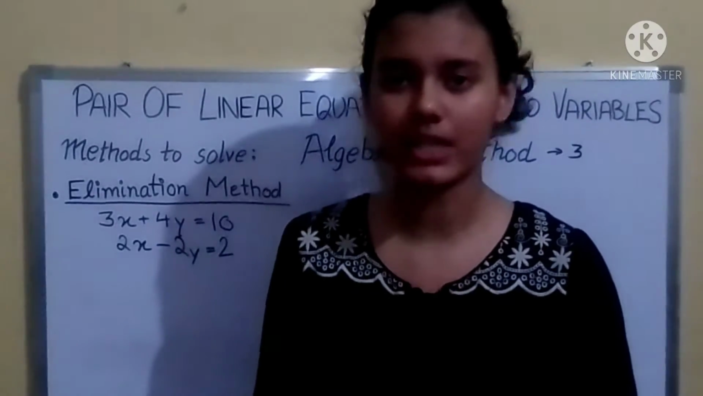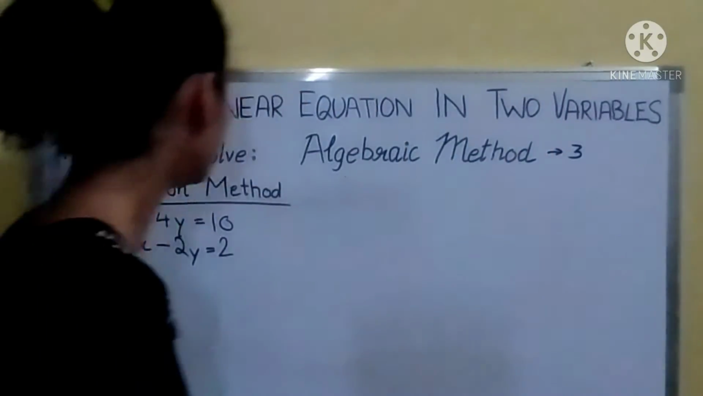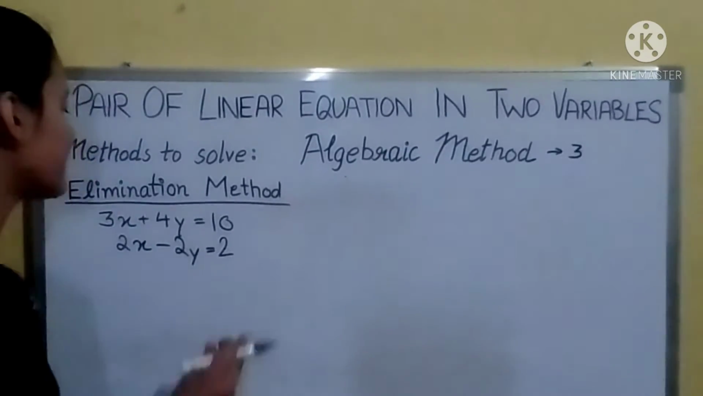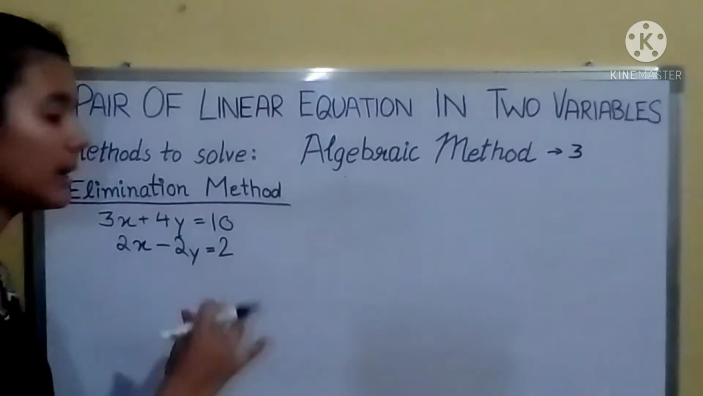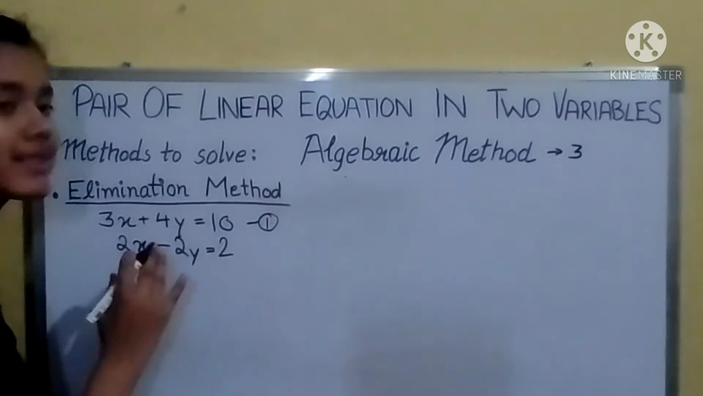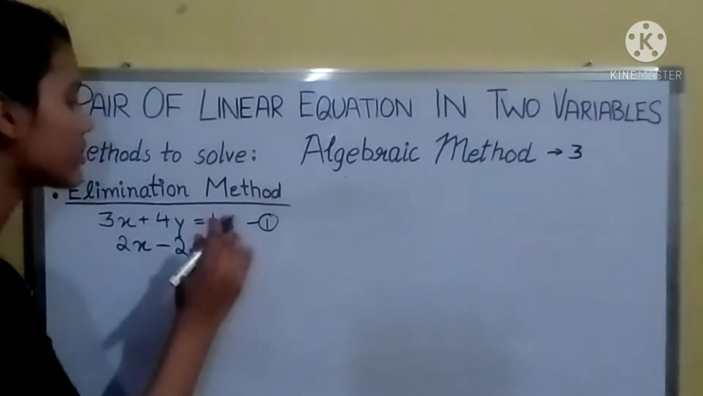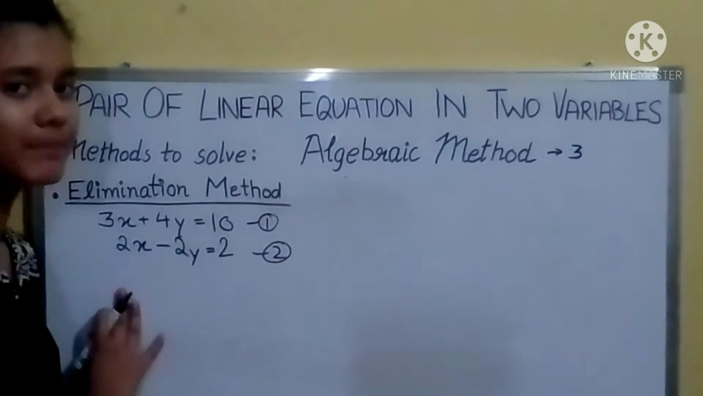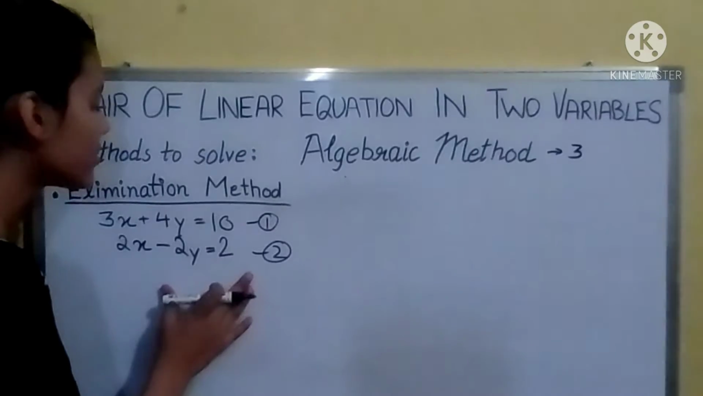Now the elimination method. So in the elimination method we can understand this by an example. So we have got a pair. First equation is 3x plus 4y is equal to 10. Then the second equation is 2x minus 2y is equal to 2.